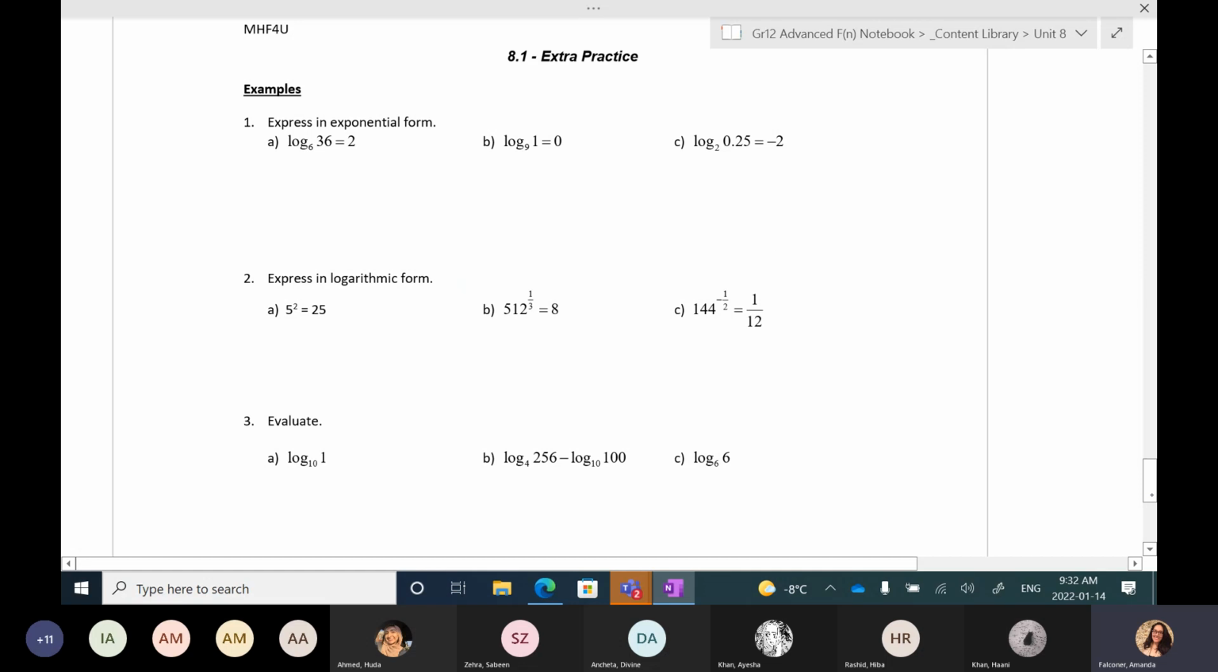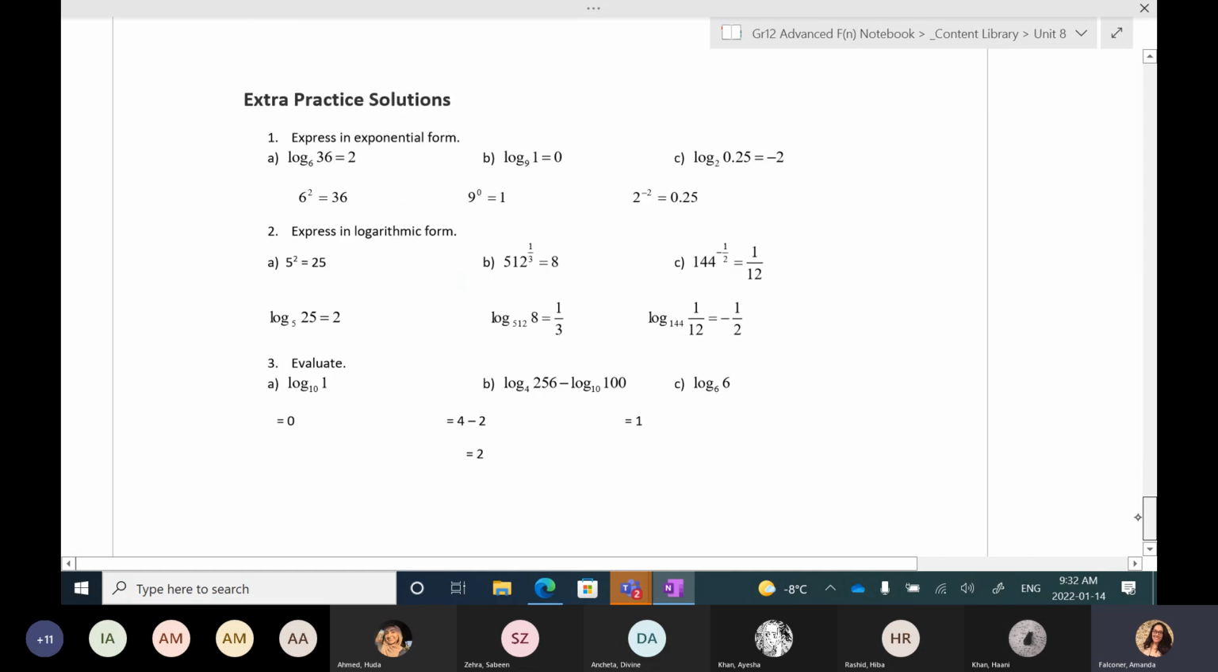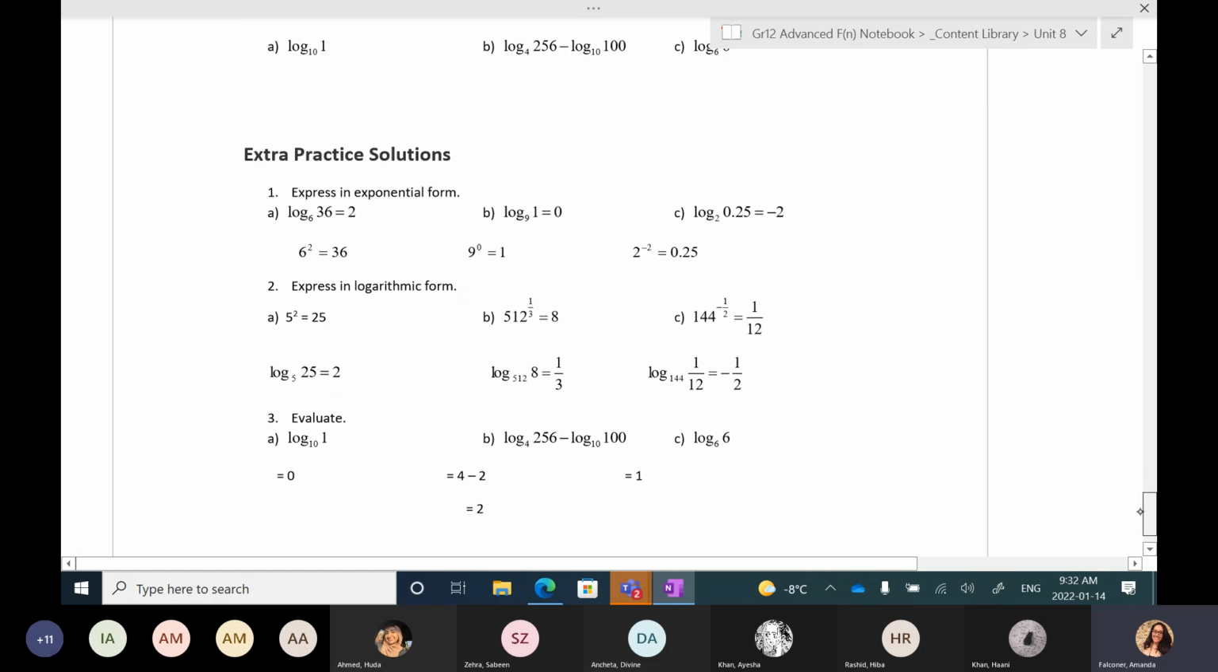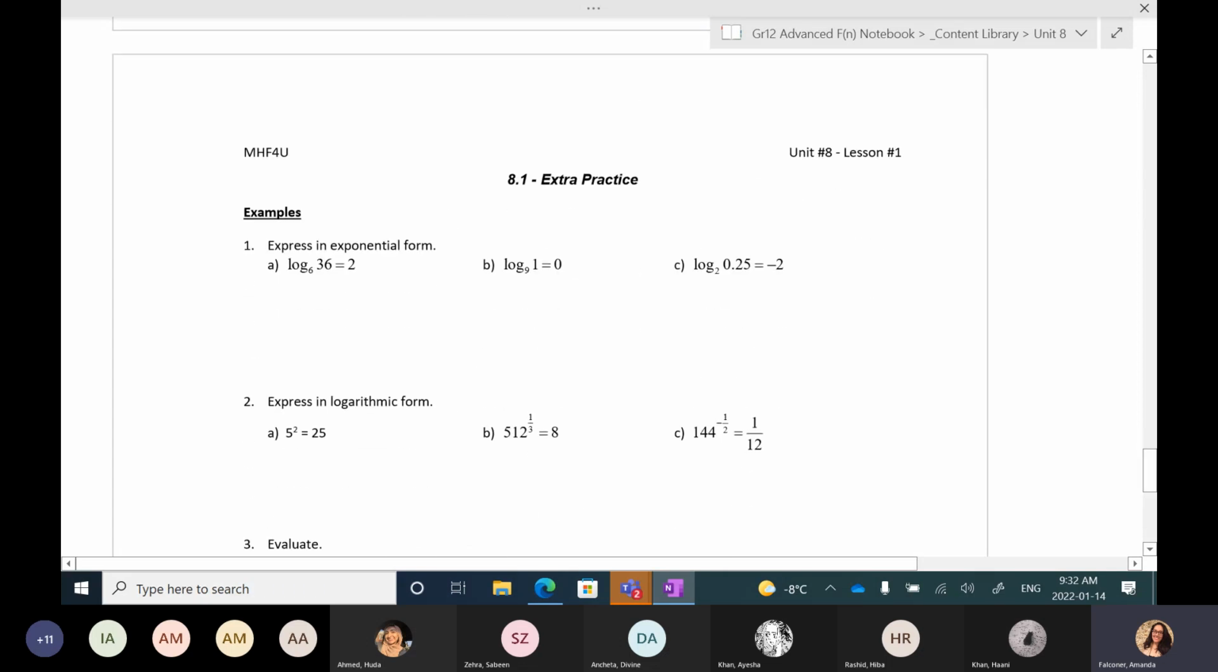Okay, and the answers are just down here, so you can check yourself right away to see if you're doing it right or wrong. Okay, so do that now. I'll give you like 15 minutes to do these 9 questions of extra practice, and then check yourself, and then we'll do 15 minutes of break. So we'll come back at 10 o'clock to then do the second lesson of today.